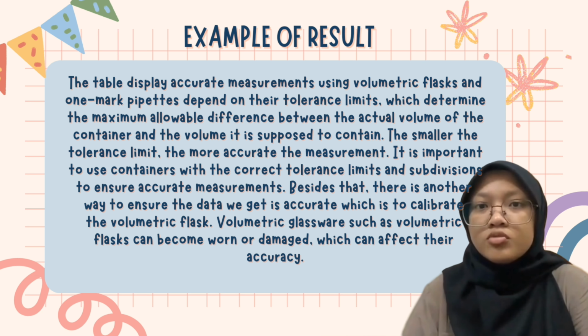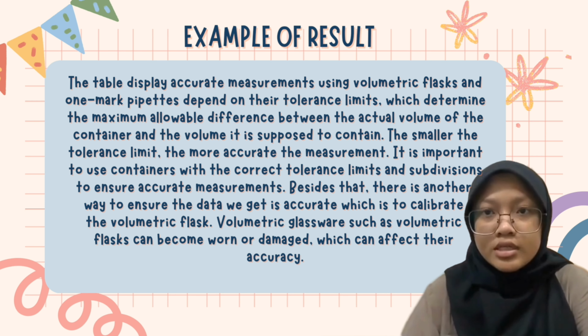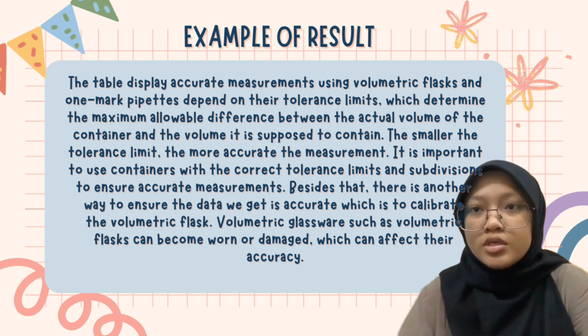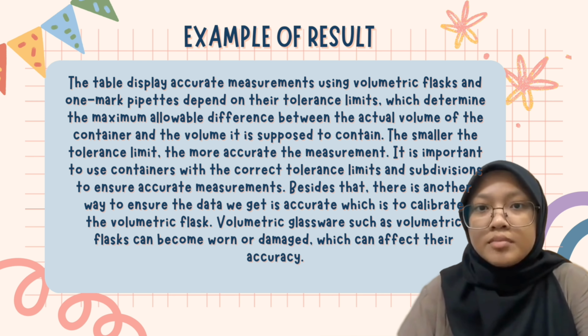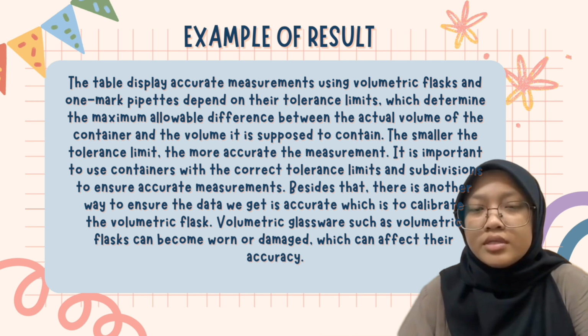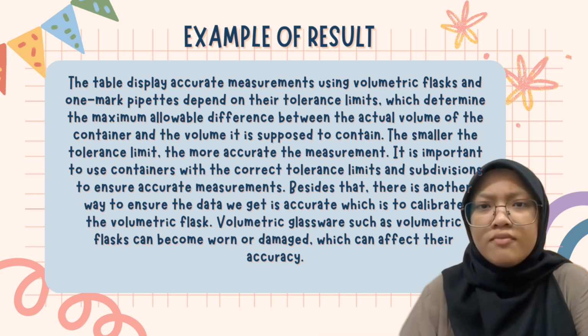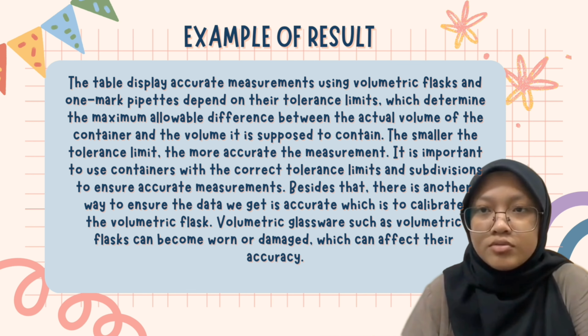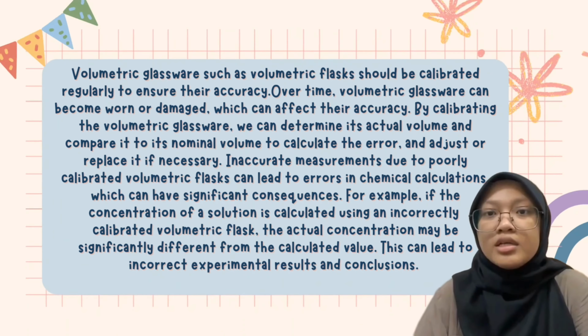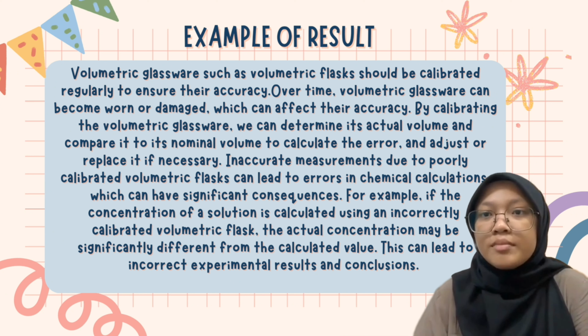It is important to use containers with the correct tolerance limit and subdivision to ensure accurate measurement. Besides that, volumetric glassware such as volumetric flask should be calibrated regularly to ensure their accuracy. Over time, volumetric glassware can be worn or damaged, which can affect their accuracy. By calibrating the volumetric glassware, we can determine its actual volume and compare it to the nominal volume to calculate the error and replace it if necessary.